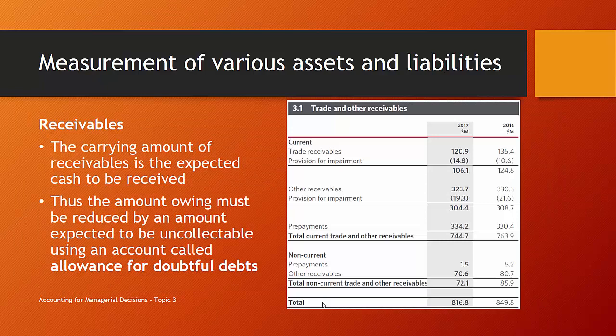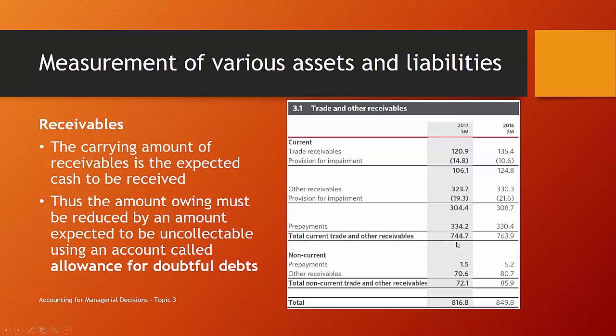So for receivables, what we show, and this is delving into the notes for Woolworths, what we show is on the face, and I'll use a number down here, the 744.7 is the current receivables that they show.